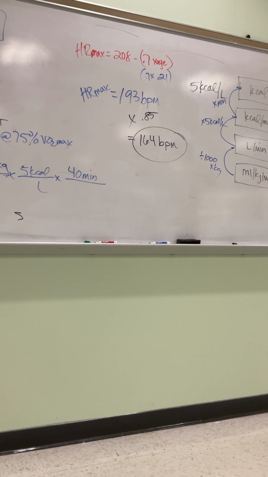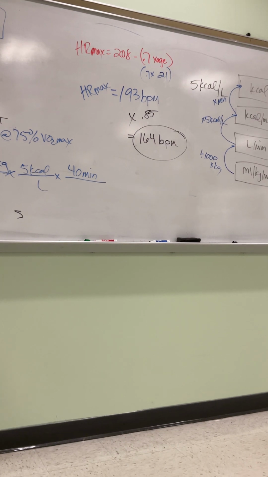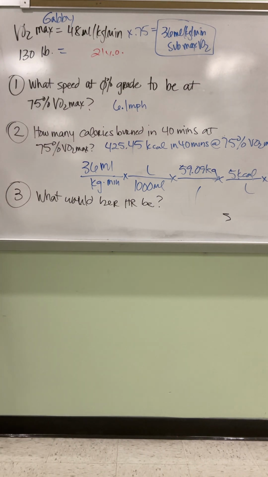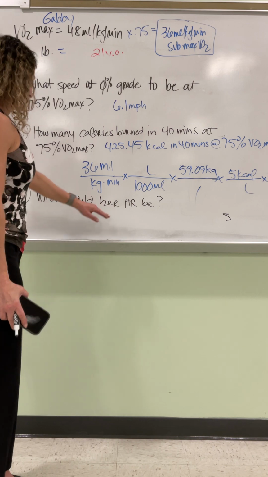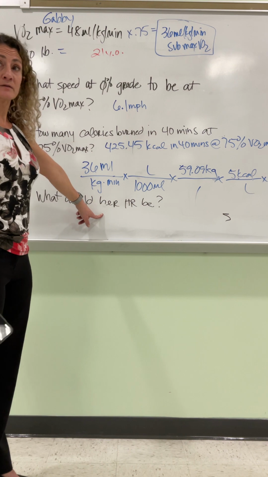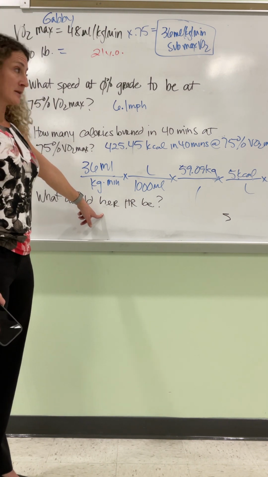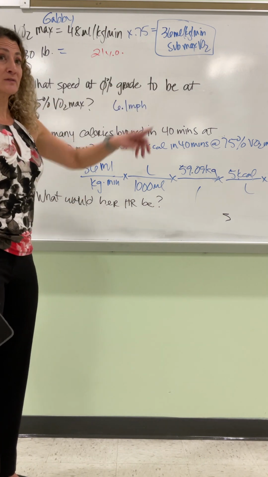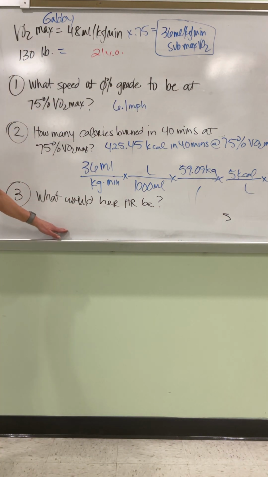Okay, so what this will look like on here is I'll have a number 3 that says, what would you expect her heart rate to be? Okay, I didn't ask you what percent of her heart rate max you want her at. I didn't ask you what her heart rate max is, but you need to go through those steps to answer this question. Okay, hold on one second.